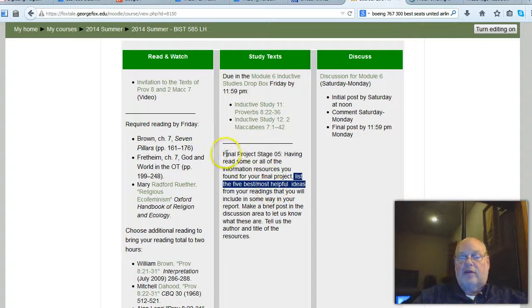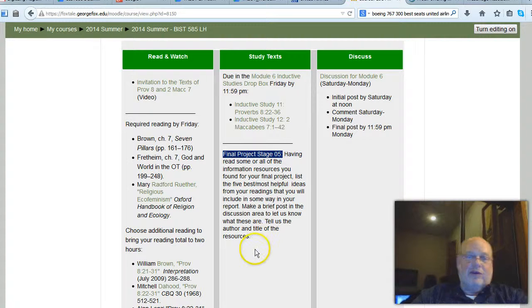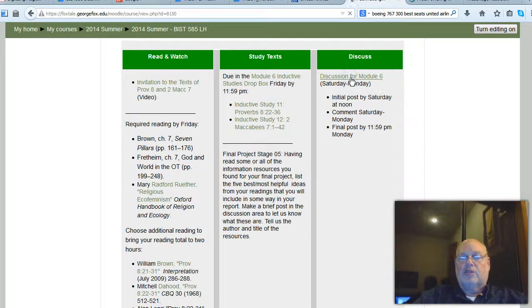So that's the work for this week on the final project related to stage 5, and you'll get your 10 points for this week, or maybe it's 15 or 20 points, I don't know what it is, by doing that part of the project. Then we'll move into a discussion for this module.